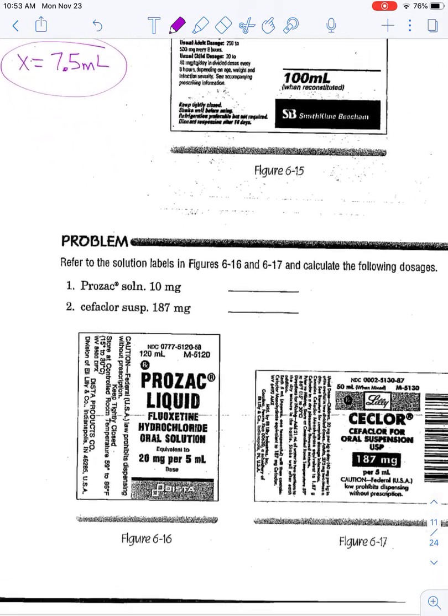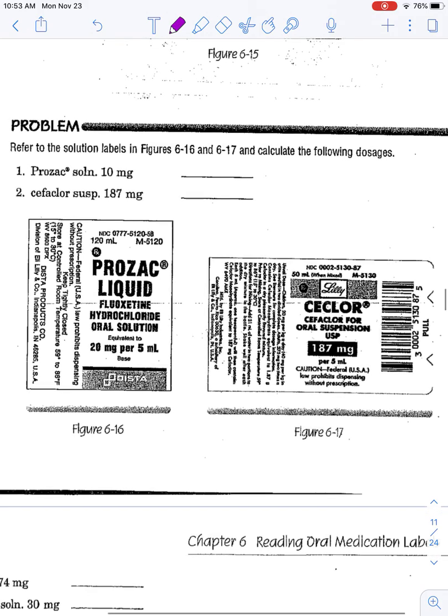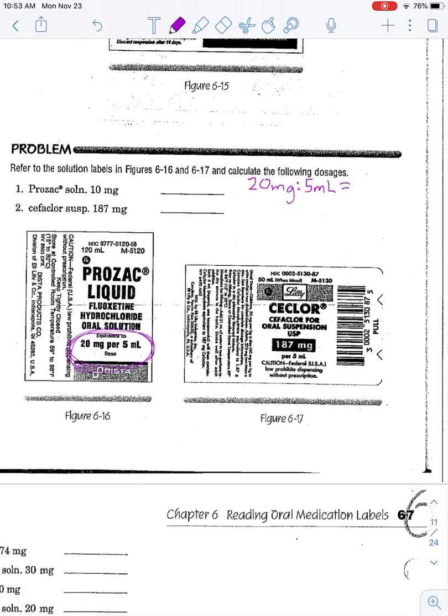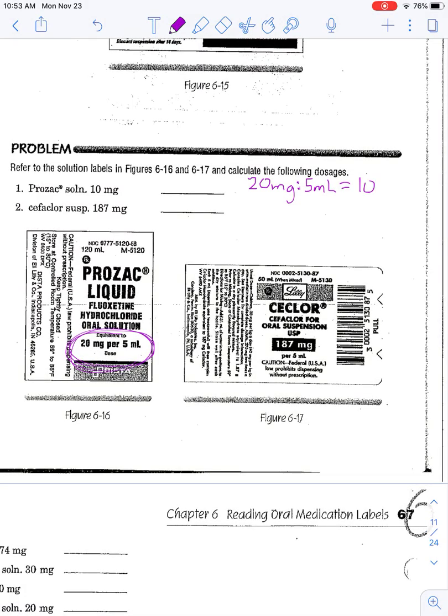Okay, let's do another couple more examples here. Prozac, that's this right here, and it says there's 20 milligrams for every 5 milliliters. So in number 1 here, we set it up on the available is 20 milligrams for every 5 milliliters. 5 milliliters is a teaspoon, by the way. And then we put the order on the other side, 10 milligrams. But we don't know how many milliliters that's going to be.